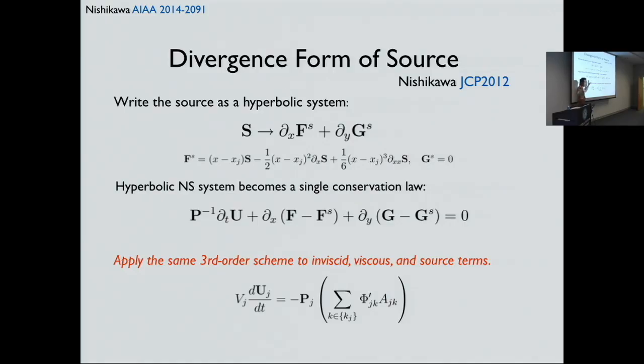So everything is hyperbolic. But actually, if you analyze the Jacobian, this is hyperbolic because S depends on the solution. So the residual looks like this. There's no source term in integration here. The source term is now incorporated into the flux computation.